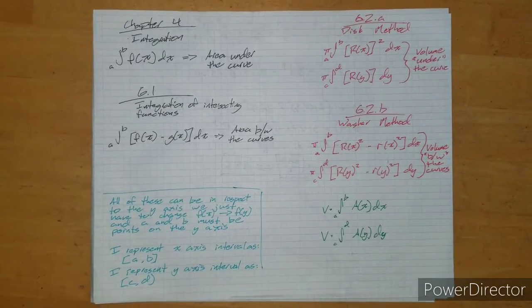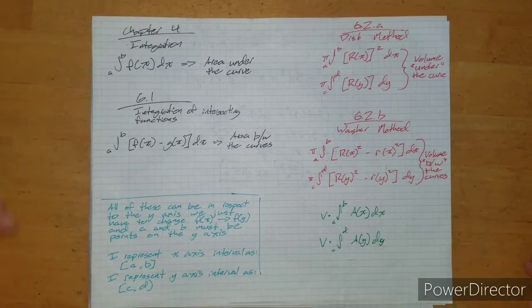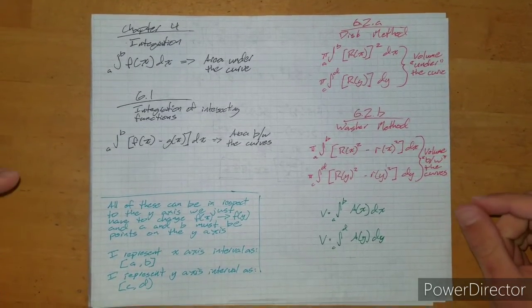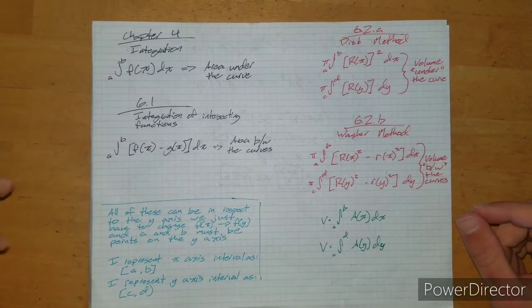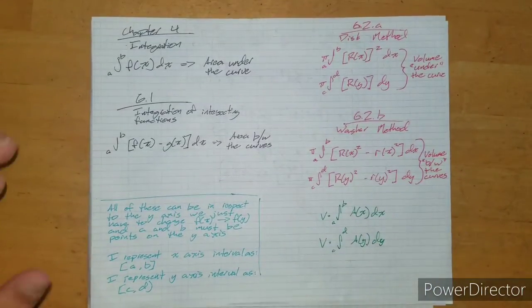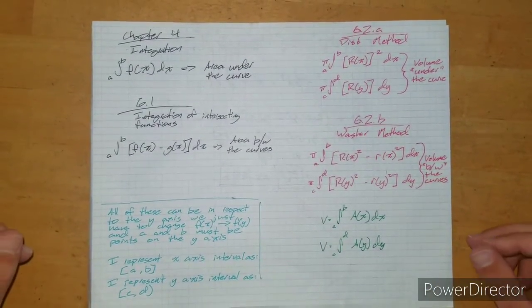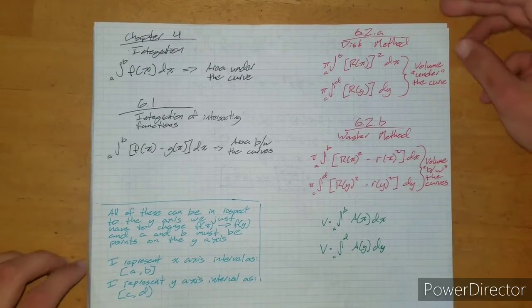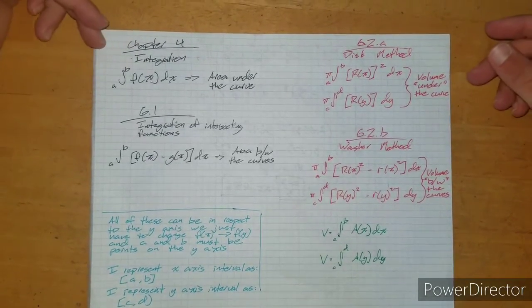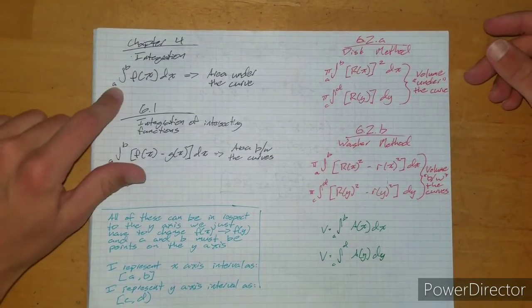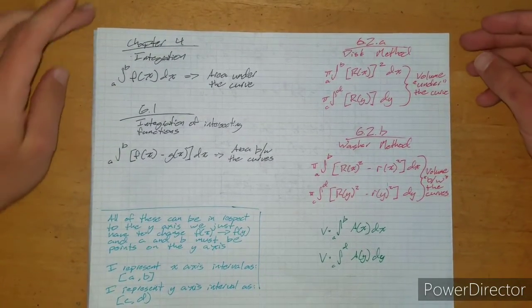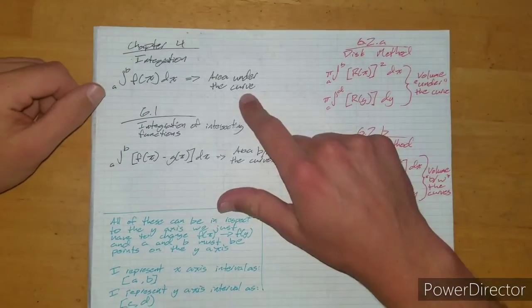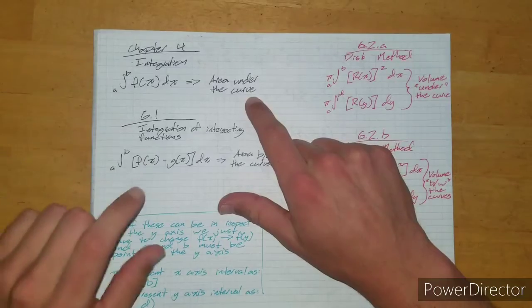So for this video, I have written everything out, so hopefully it'll be a little faster. But we're just going to go over all the stuff we've talked about in terms of integration, so that we can understand the disk method and the washer method better. So chapter 4, we talked about integration. This was basically our equation for integrating functions, and it just told us the area under the curve.